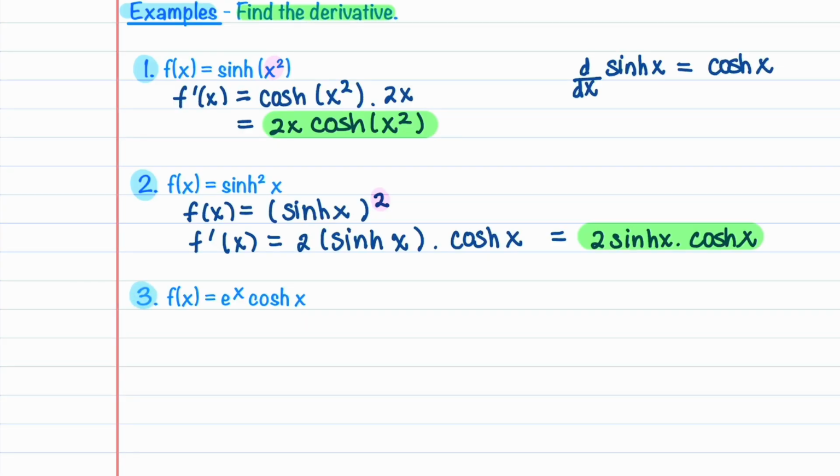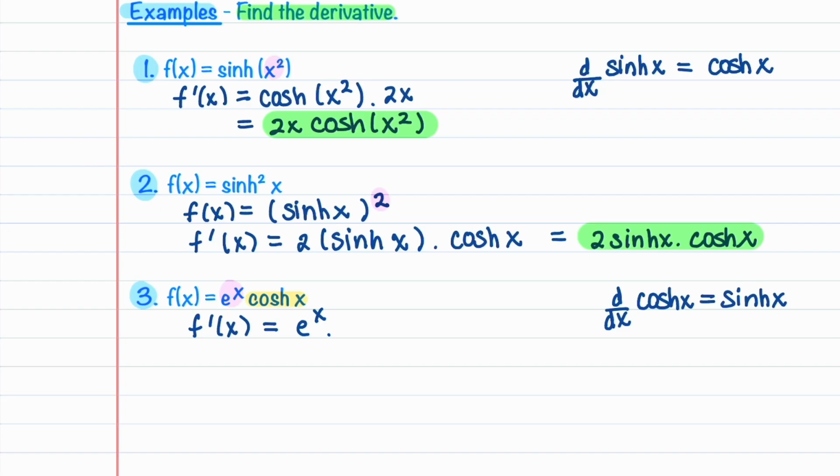Let's now look at example 3. I wanted to include a problem where we had to use the product rule. So I made this example, f of x is e to the x times cosh of x. E to the x is our first function, and then cosh x is our second function. Our derivative then, using the product rule, is the first function, e to the x, times the derivative of the second function. And before we do that, let's write the derivative here of cosh. The derivative of cosh x is positive sinh x.